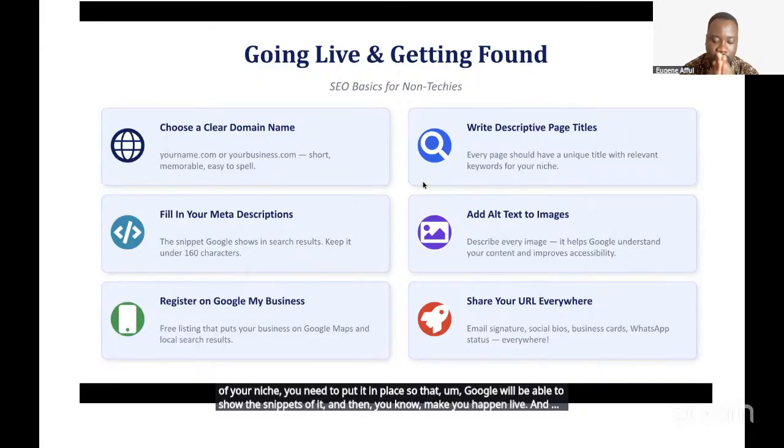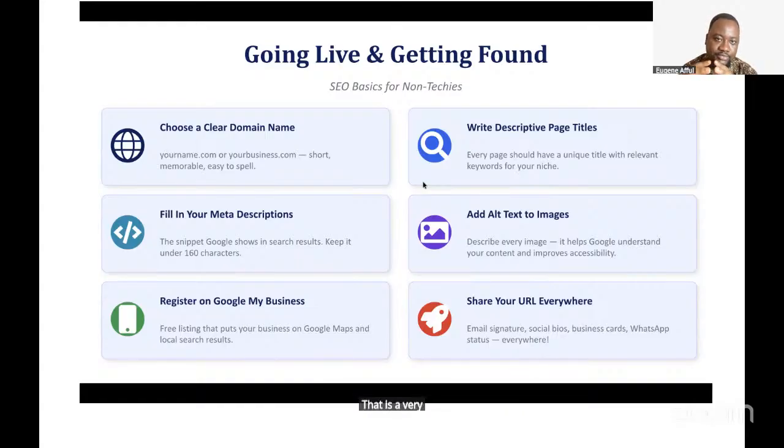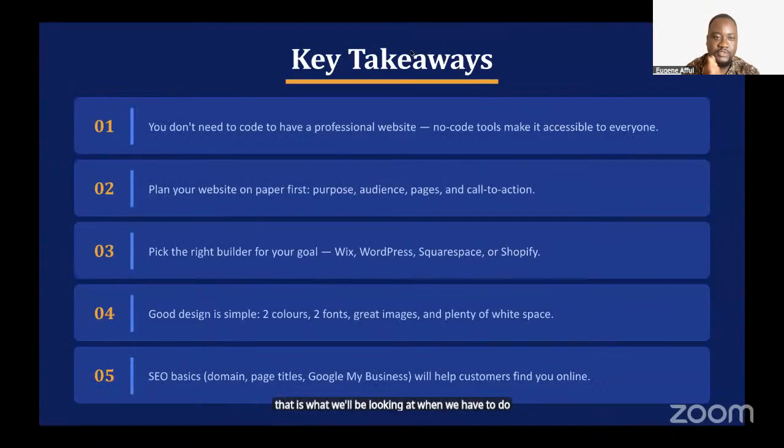And also, all of us hoping to open businesses, let's try and register Google My Business. That is a very easy and simple way to bypass SEO from Google. If you have Google My Business, it's easy because more or less it's like a free listing that puts you on Google Maps, on local search, and that way Google search optimization can easily pick things up for you. So that is all we'll be looking at when we have to do the search engine optimization. So I think basically that is it.